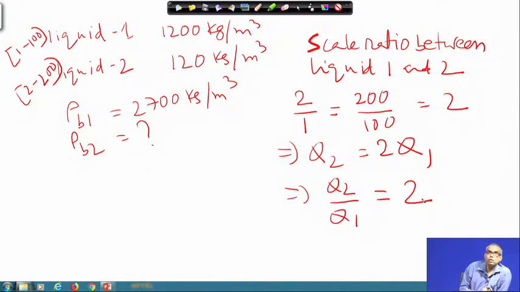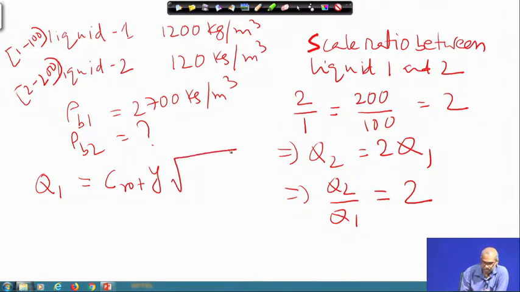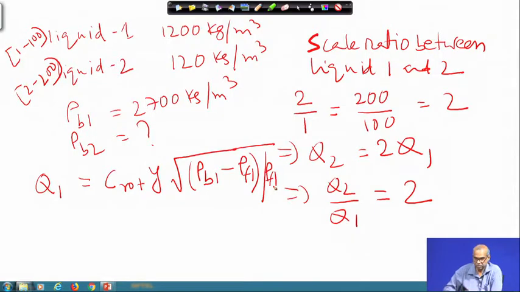Now, let us remember that expression for the flow rate using rotameter. What was the expression? Q was equal to rotameter constant, reading of the rotameter and density of the float minus density of the liquid divided by density of the liquid.